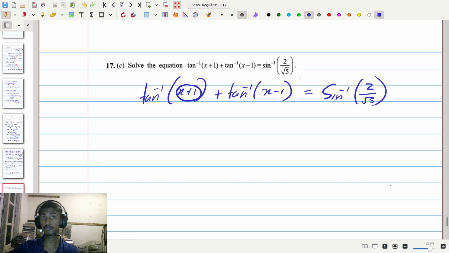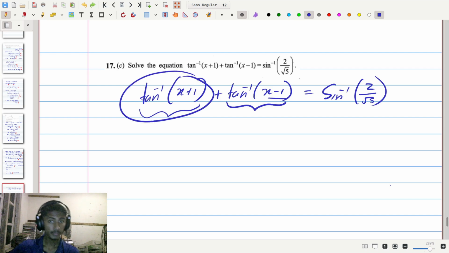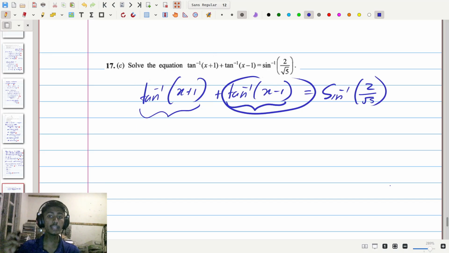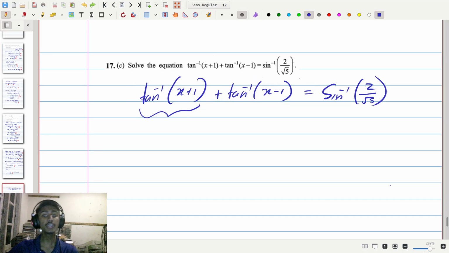Looking at this equation, the first part is tan inverse of x plus 1. X plus 1 is a certain value and tan inverse of x plus 1 is a certain angle. Similarly, tan inverse of x minus 1 is the tan inverse of a certain value and that is a certain angle. So here we have two angles, tan inverse of x plus 1 and tan inverse of x minus 1, that are then added together and are equal to another angle, which is the angle sin inverse of 2 over root 5.